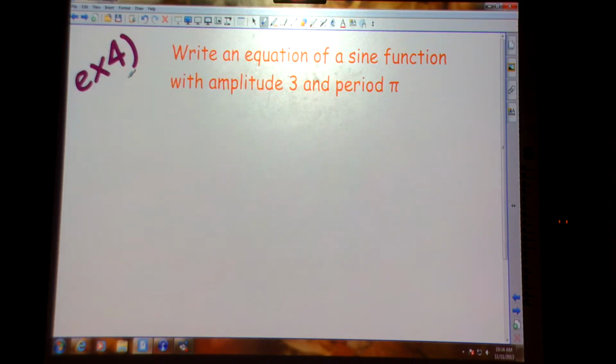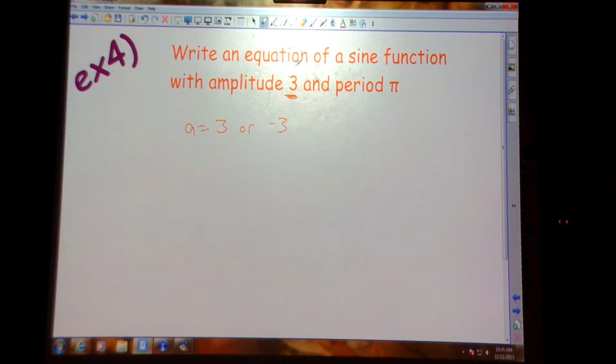Let's do it. I want to write an equation of a sine function with amplitude of 3, period of pi. Well, right away if the amplitude is 3, that tells me A had to have been 3, or it could have been negative 3.